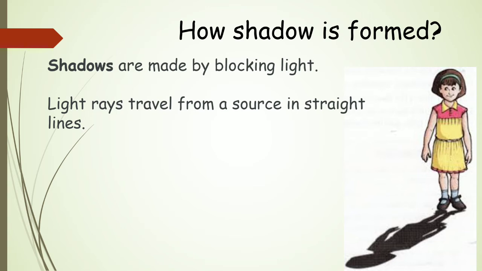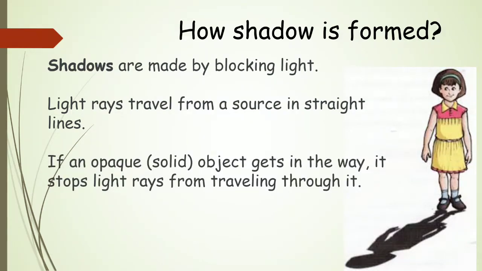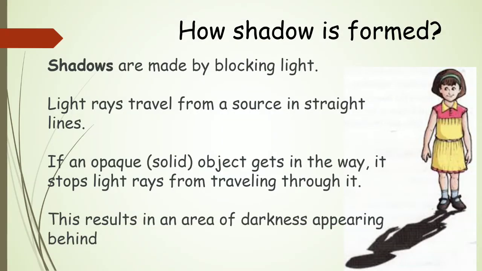Light rays travel from the source in a straight line. This is scientific truth. If you have a laser gun, which is a toy, then you can see that laser travels in a straight line. When an opaque, that is a solid object, gets in the way, it stops light, and it results in an area of darkness appearing behind, and this is the way shadow is formed. You need light and you need an object to block its path.